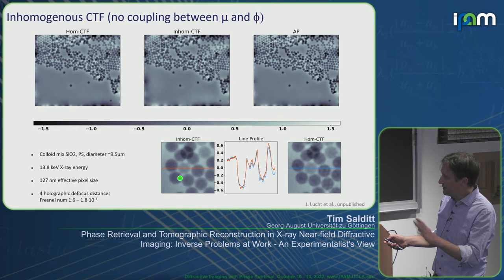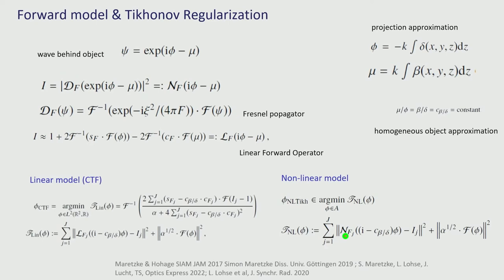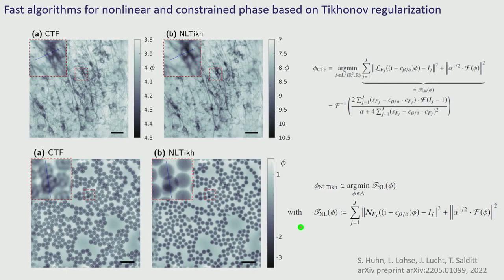So I told you can also go a little bit beyond this and use a nonlinear Tikhonov functional with the full operator here, and iteratively solve this by maybe local linearizations. And then you can also include constraints into this. And when we did this, we really get very nice improvements. Maybe it's not so drastic, but overall, it really makes a big difference.